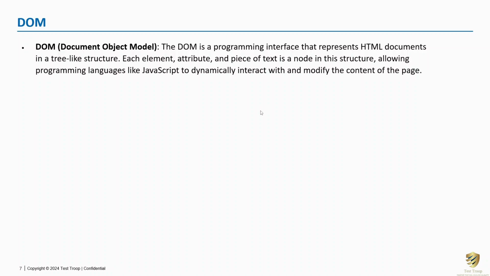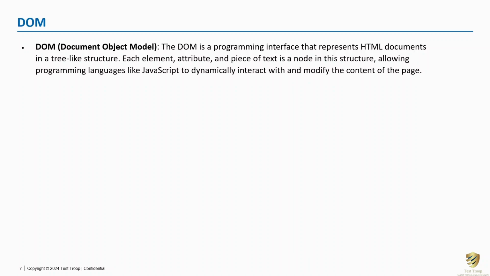Now let us understand about DOM. DOM stands for Document Object Model. The DOM is a programming interface that represents HTML and XML documents in a tree-like structure. Basically what it does, it breaks the entire HTML and XML document, based on their tags, into the tree-like structure. Each element, the attribute, the piece of text is a node in this structure, allowing programming languages like JavaScript to dynamically interact and modify the content of a web page.